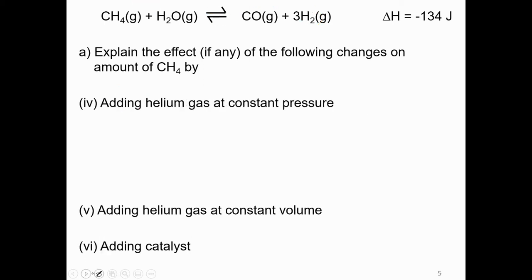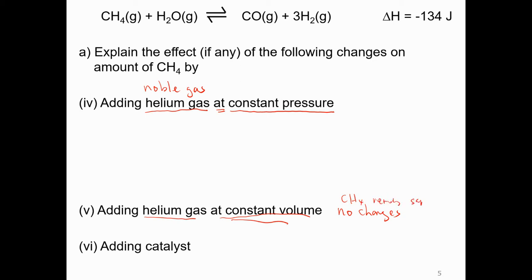Now next one, add helium gas. Helium is a noble gas, so we must remember that. At constant pressure, we discuss this one later. We go for another one: helium gas at constant volume. If it's at constant volume, there are no changes, which means the amount of CH4 remains the same. Adding a catalyst only speeds up the reaction, so it is the same. There will be no change in equilibrium position and the amount of CH4 remains the same.